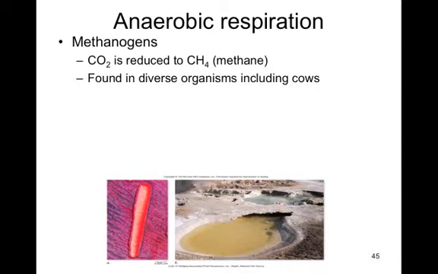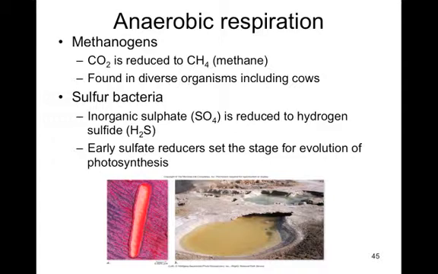So let's take a closer look. Methanogens are anaerobic bacteria. In methanogens, carbon dioxide is the final electron acceptor, and it becomes reduced to form methane, or CH4. It's the methanogens in the cow's gut that can break down those beta-glycosidic linkages between beta-glucose, and in doing so, they produce a lot of methane.